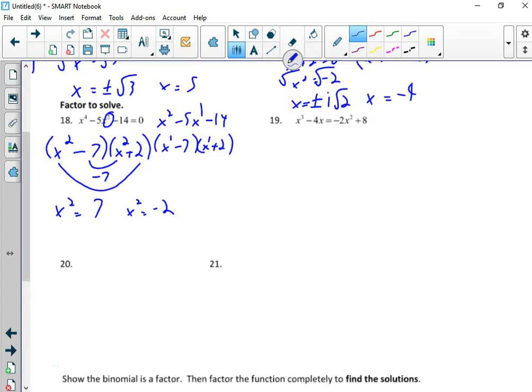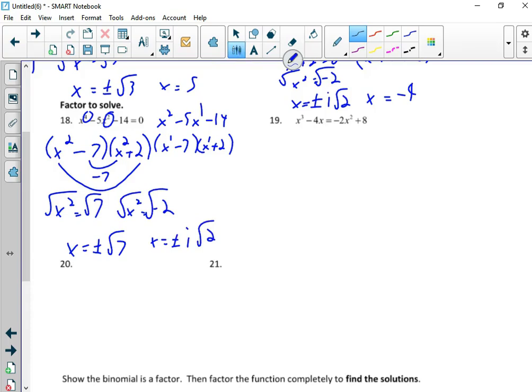Okay, and then I'm going to take the square root of both sides. And remember, I need 4 answers here. So x equals plus and minus square root of 7. And x equals plus and minus, I have a negative, so I'm going to have an i root 2. And those are my 4 answers.